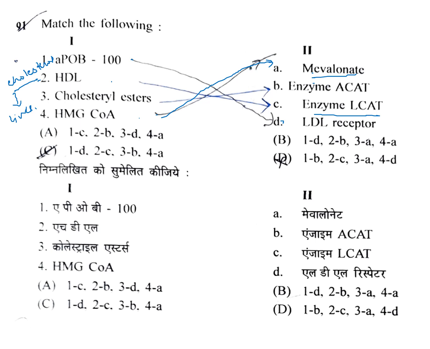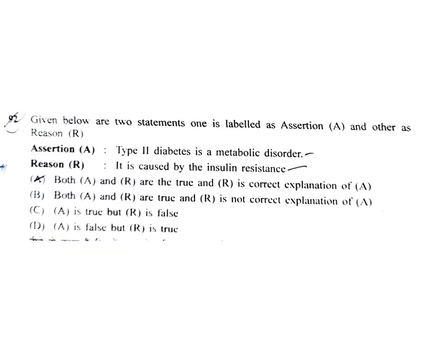So what does LCAT do? It transesterifies lipids from the peripheral tissue, for example heart, to the HDL molecule. So that's why HDL is linked to enzyme LCAT, and the rest, cholesterol ester, is linked to ACAT. Now, according to this, option C will be the right answer.